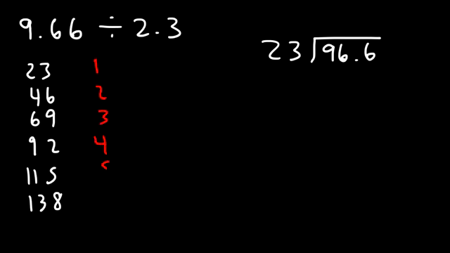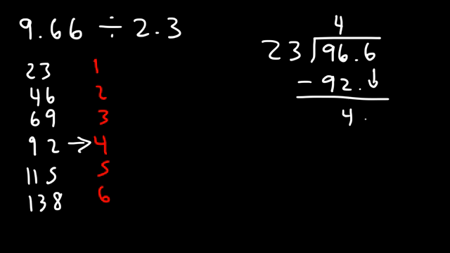So how many times does 23 go into 96? The highest number in this list just under 96 is 92. So 23 goes into 96 4 times. 23 times 4 is 92, and 96 minus 92 is 4. Now let's bring down the 6. So this becomes 4.6. 23 doesn't go into 4.6, so let's add a decimal point, and we're going to treat this as if it's 46.